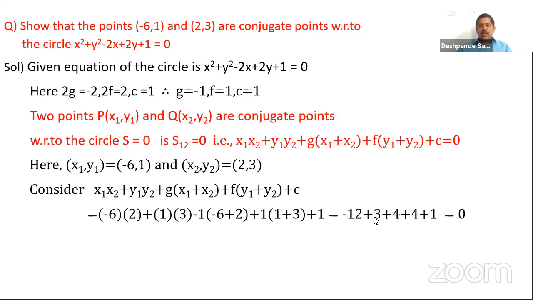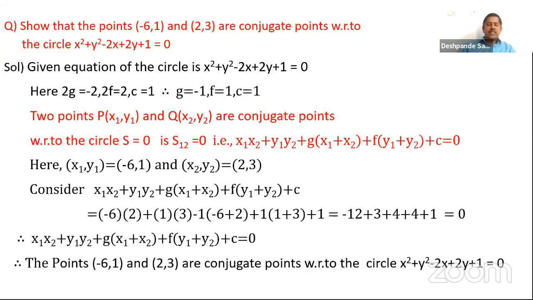So minus 12 plus 3 plus 4 plus 4 plus 1. So when you add all these values, you're going to get 12 here. So minus 12 plus 12 is equal to 0. So once it is equal to 0, it means that the 2 points are conjugate points. So the points minus 6, comma 1 and 2, comma 3 are conjugate points with respect to the circle.